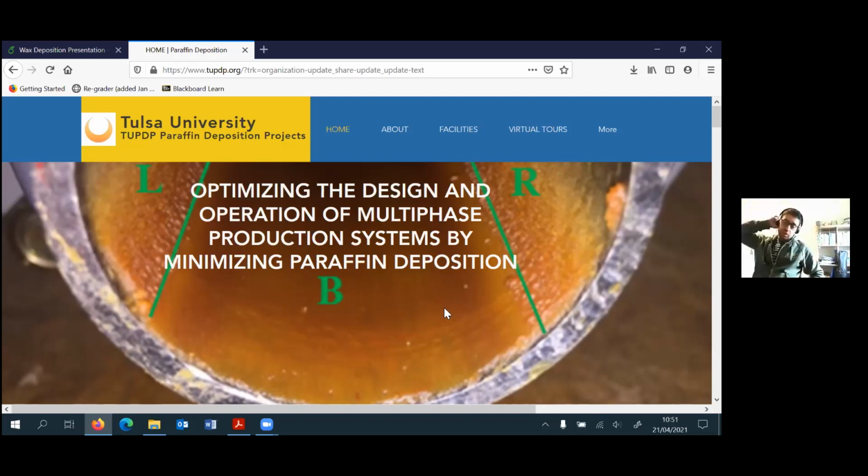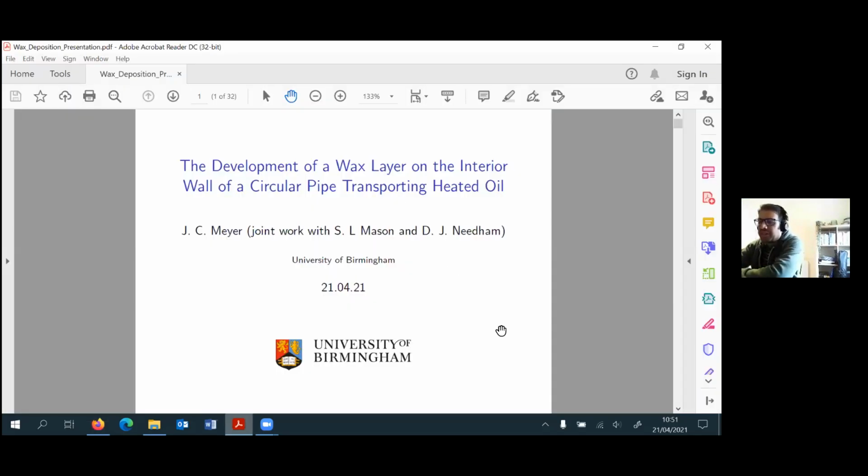Yeah, so what we're interested in here are pipes carrying heated oil underneath the sea. So they are pipes that are surrounded by a coolant, but are carrying heated oil. Now, I suppose at this point we can go to the actual slides.